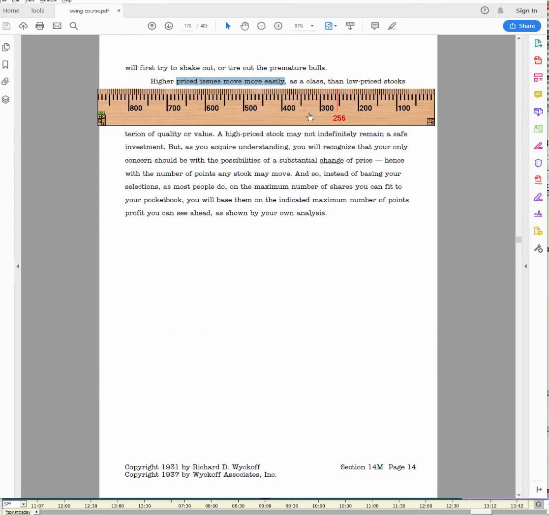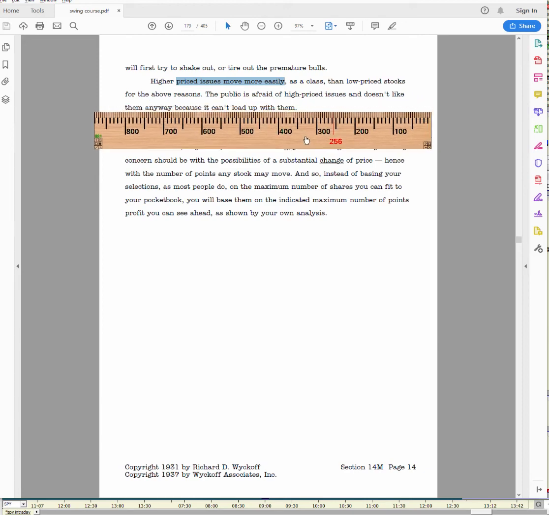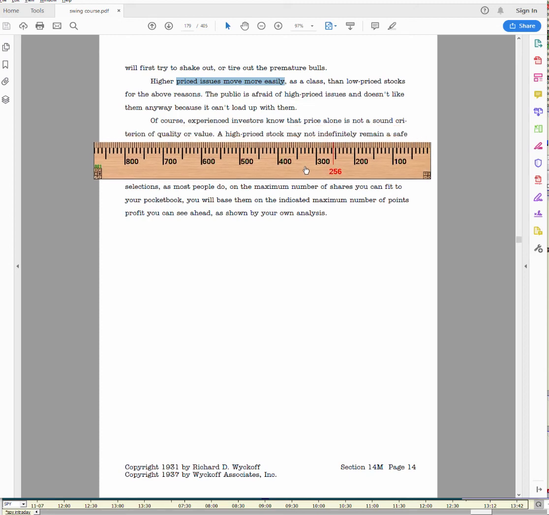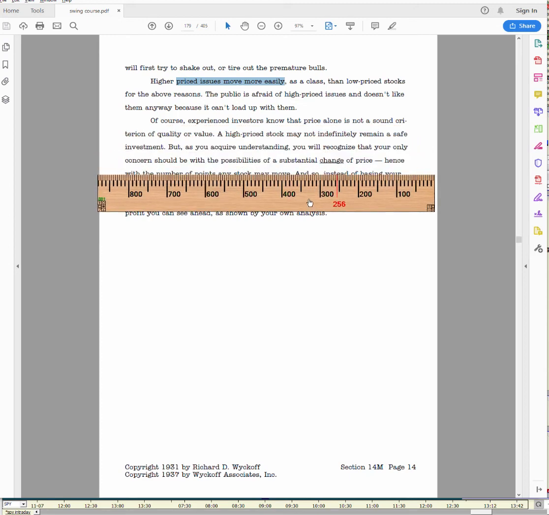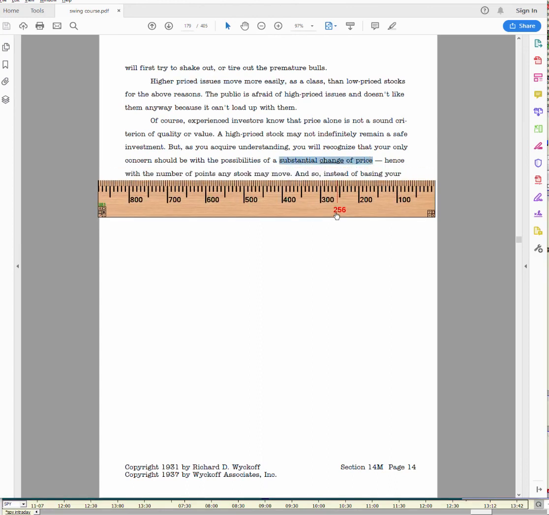Alright? Higher priced issues move more easily as a class than lower priced stocks for the above reasons. The public is afraid of high priced issues and doesn't like them anyway because it can't load up with them. Of course, experienced investors know that price alone is not a sound criterion of value. You're looking for a lot of other things, like what is the potential change in price.